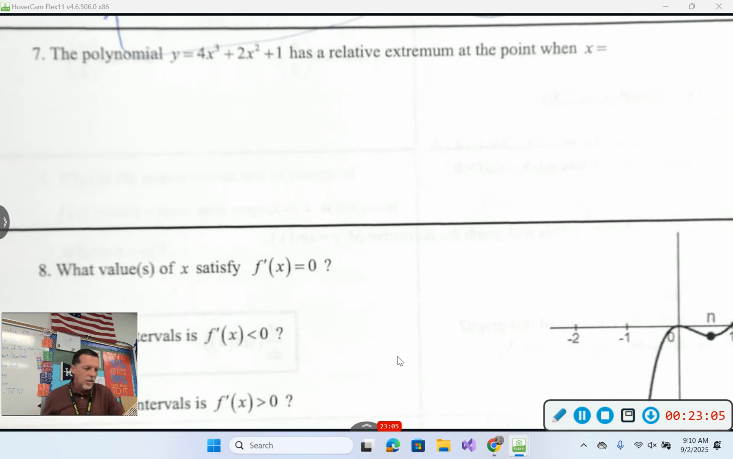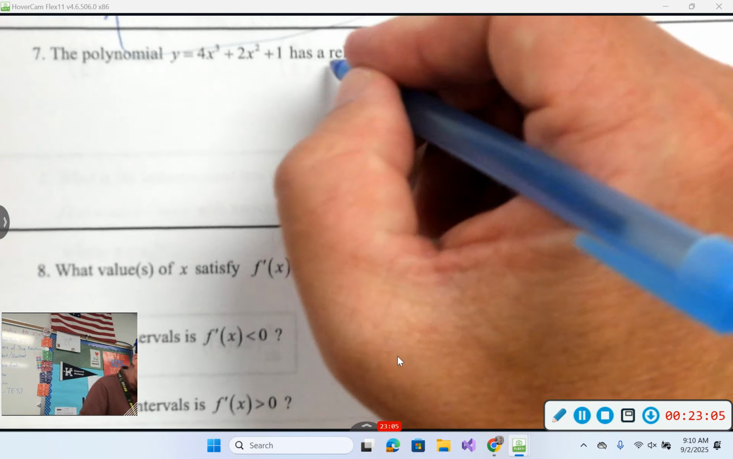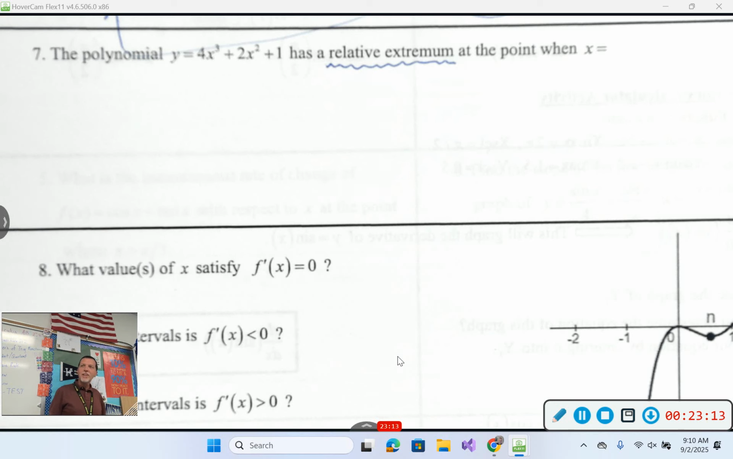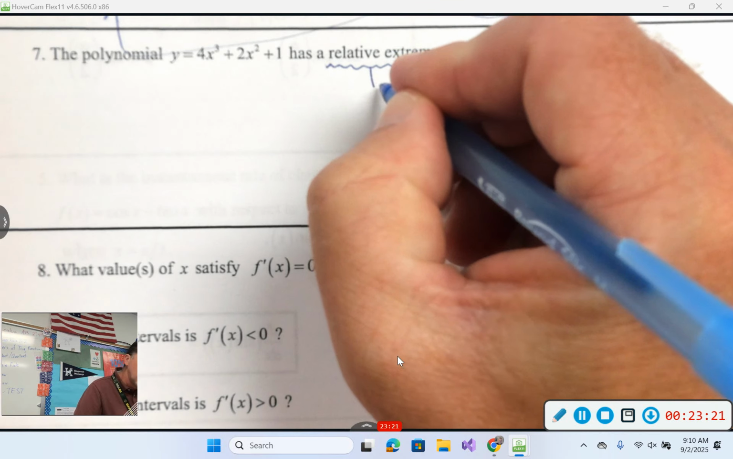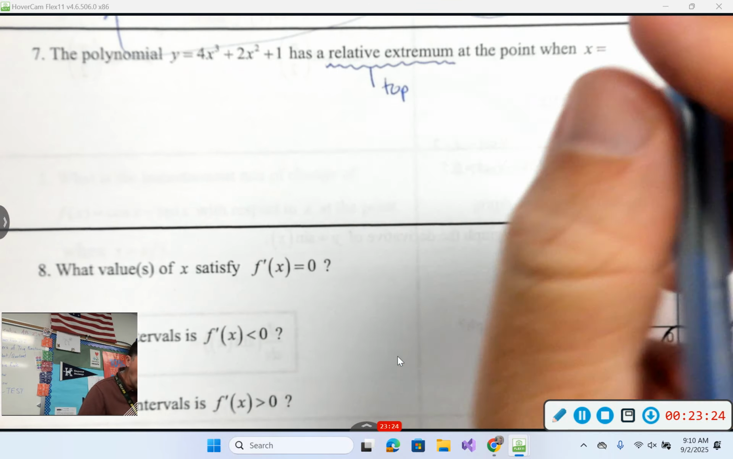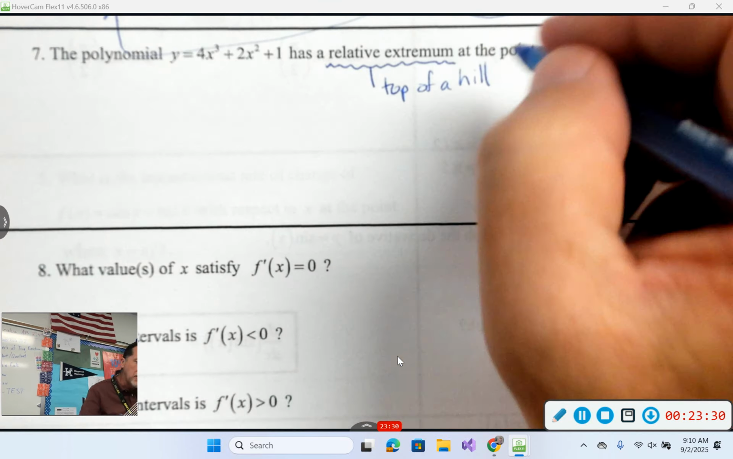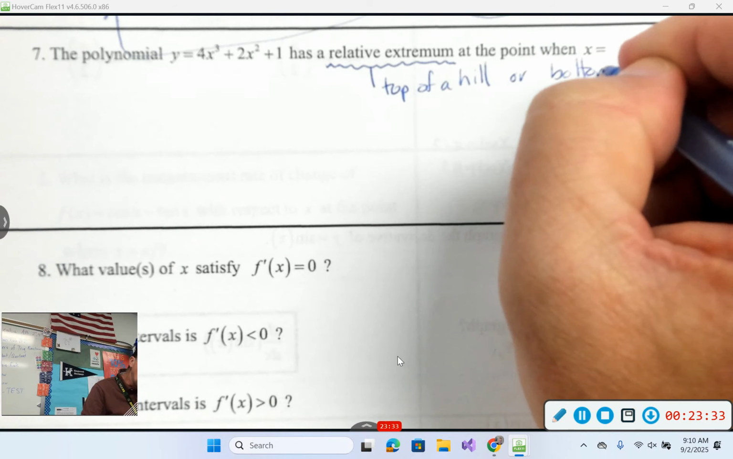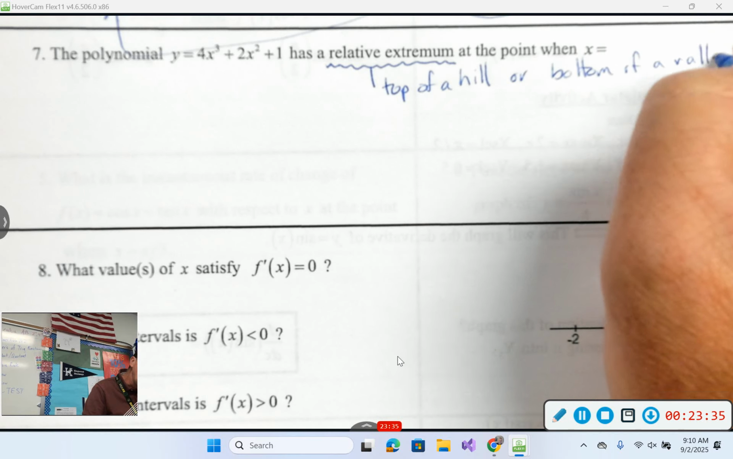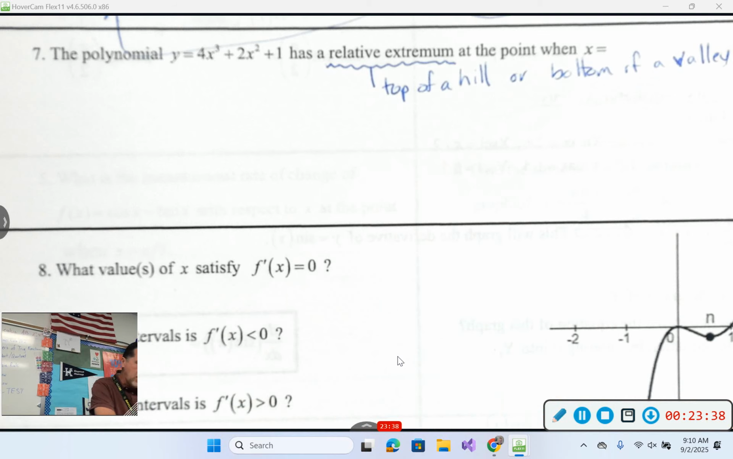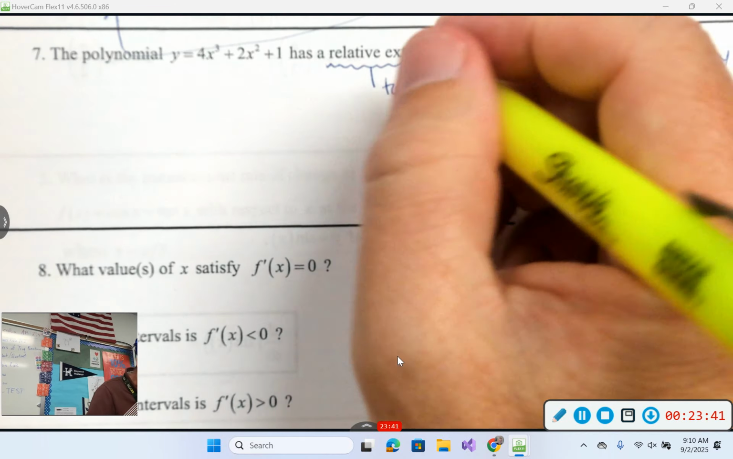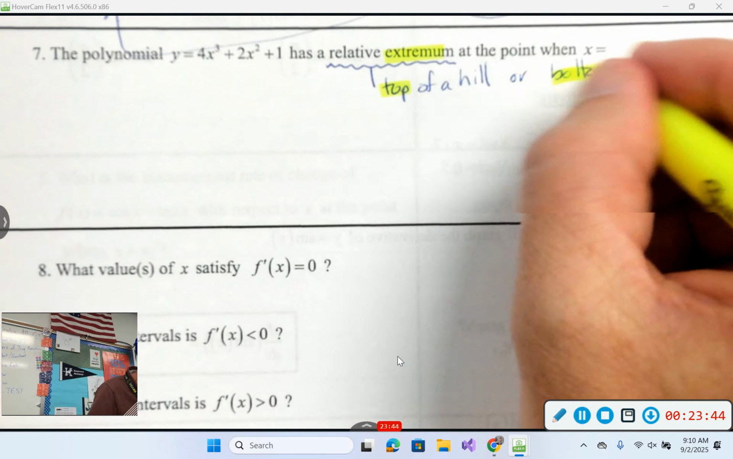Number 7. Oh, there's a new word. Relative extremum. Do you know what that's even talking about? Forget how to find it. Do you know what a relative extremum is? That's an almost technically perfect definition. I'm going to go a lot less technical and just say the top of a hill or the bottom of a valley. The extremum is the top or bottom part.